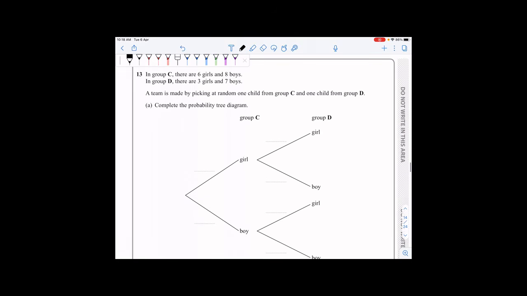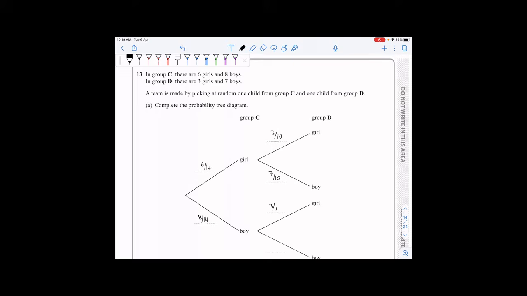Moving on to 13, we've got two groups here. Group C, we've got 6 girls and 8 boys, and Group D, it's 3 girls and 7 boys. So a total of 14 children in the first one and 10 in the second one. We're going to pick a child at random from C and then a child at random from D. So we've got a 6 out of 14 chance of picking a girl from C, and an 8 out of 14 for a boy, and then it's 3 out of 10 and 7 out of 10.